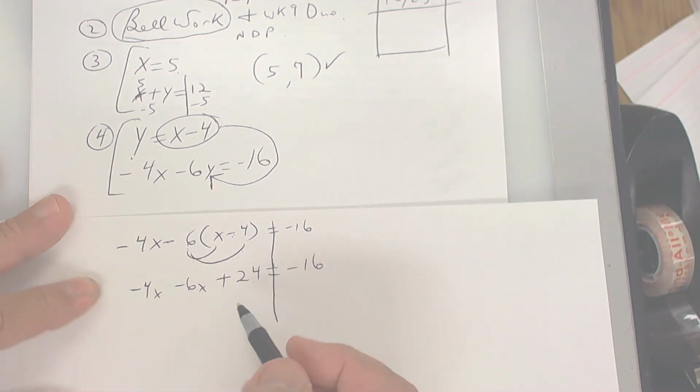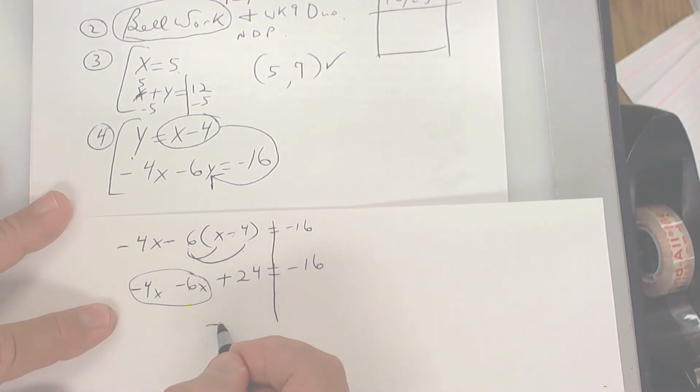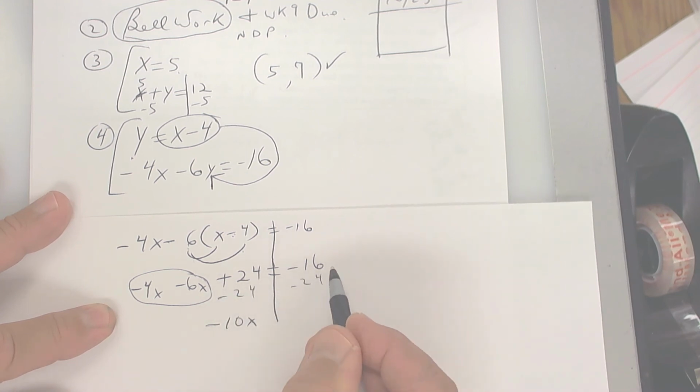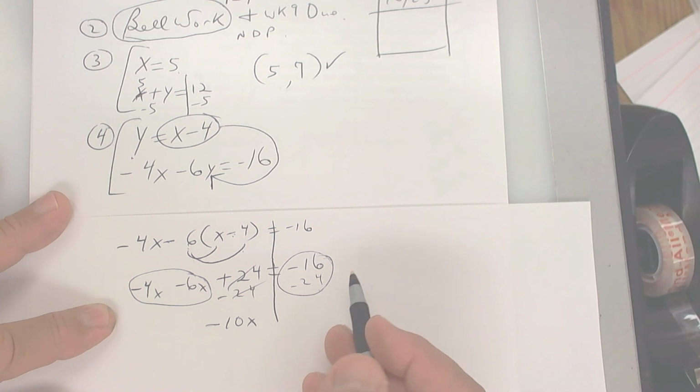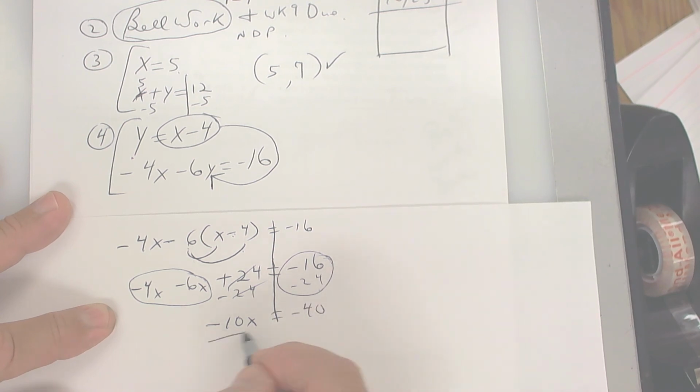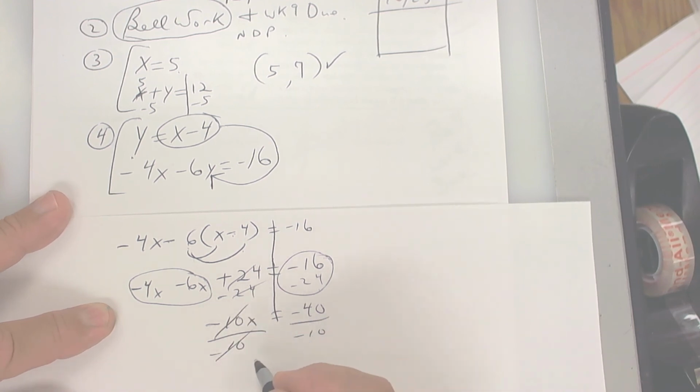All right, we're almost done. We're going to add this up and get a negative 10x. This we're going to subtract 24 from both sides. When we do that, these are like terms, so you're going to add that and get a negative 30, a negative 40, I guess it is. And you're going to divide by negative 10. A double negative gives you a positive 4. So x is equal to 4.